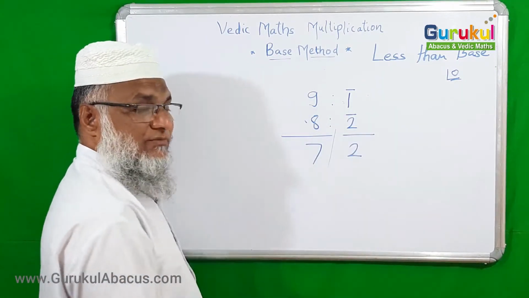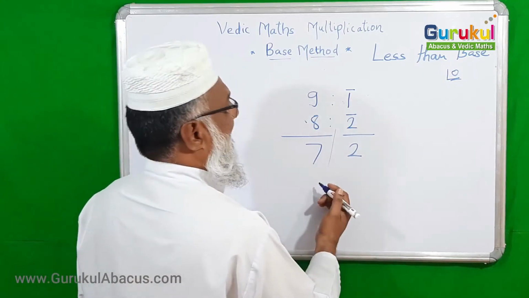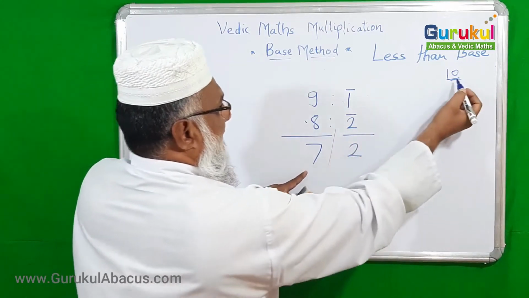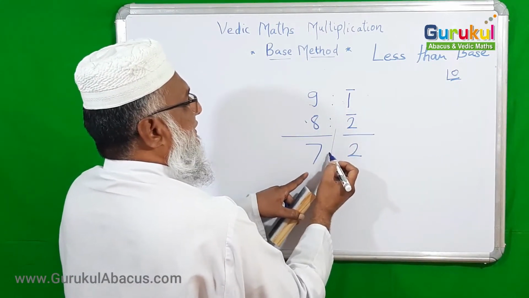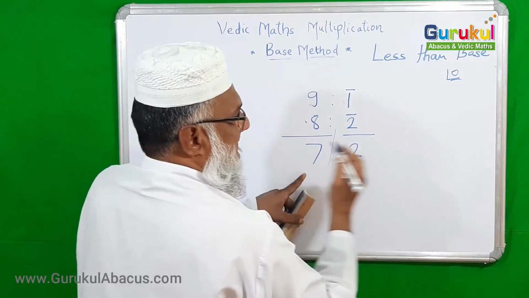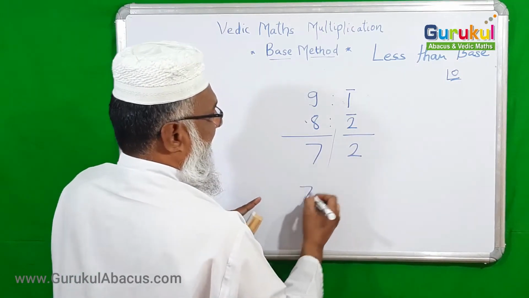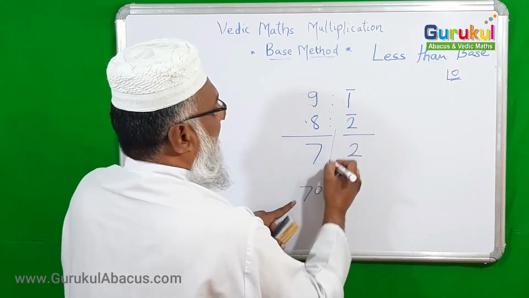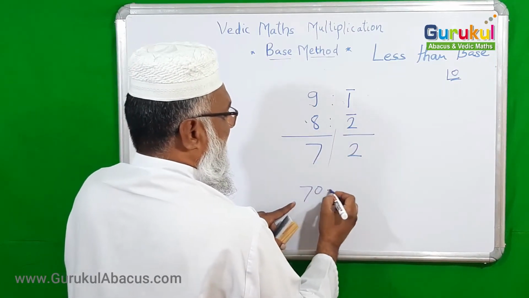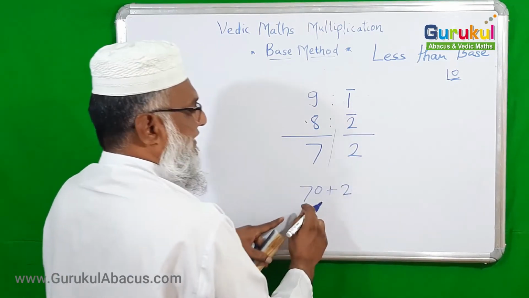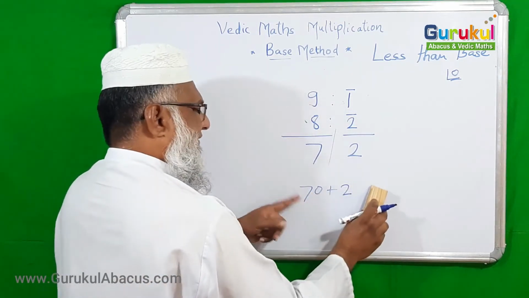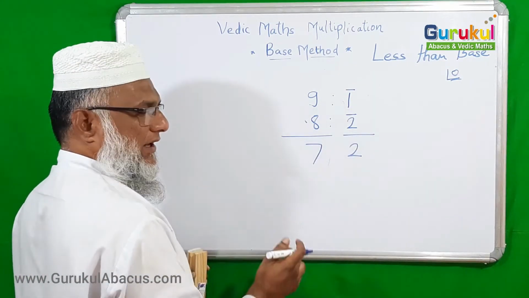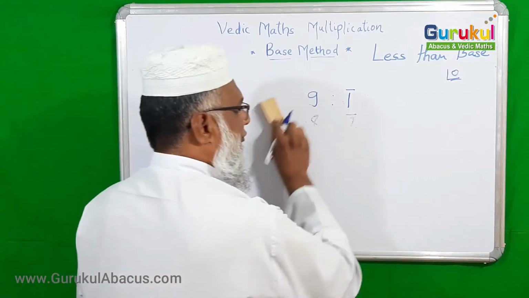Then how 70 has been formed, that is also to understand. In Vedic maths, the 0 of the base is hidden with the left side number. It means 7 and the 0 of the base, which is 70, and for this cross line there is a plus sign. So 70 plus 2, 72 is the answer. But doing everything like this is not necessary. Just by drawing a line you will get the answer. Okay, no problem.